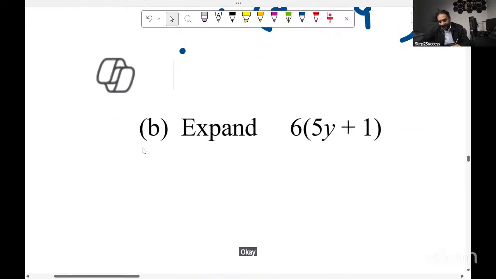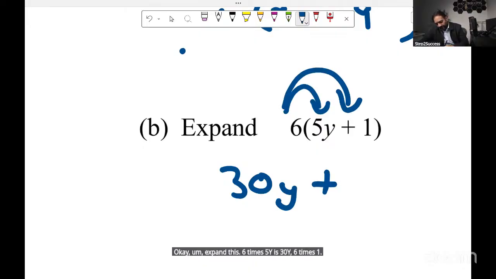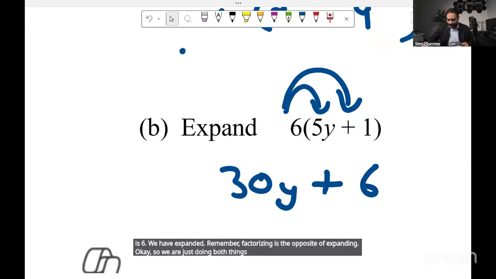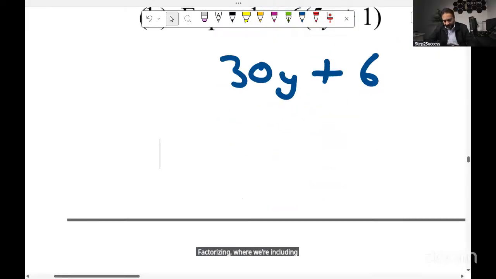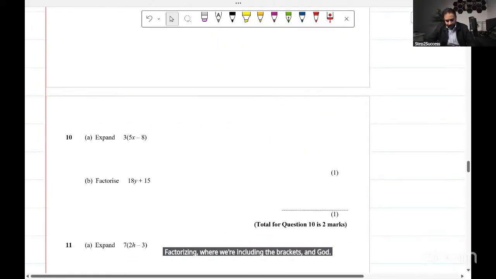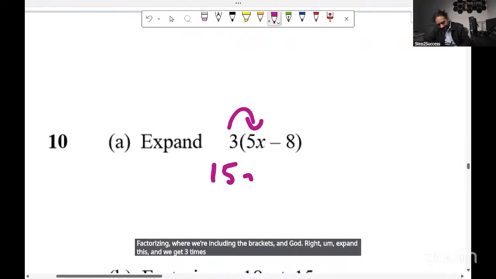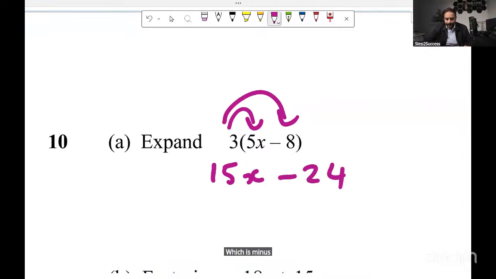Okay, expand this. 6 times 5y is 30y. 6 times 1 is 6. We have expanded. Remember, factorizing is the opposite of expanding. Okay, so we are just doing both things in most of these questions. In one, we're expanding, where we're removing the brackets, and in the other, we are factorizing, where we're including the brackets. Expand this, and we get 3 times 5x, which is 15x, and 3 times minus 8, which is minus 24. I'm just firing in the answers here.